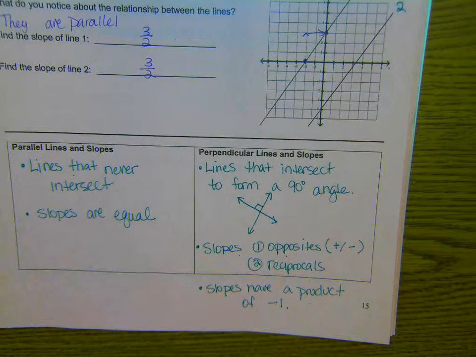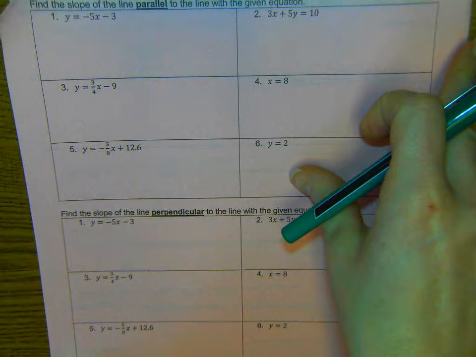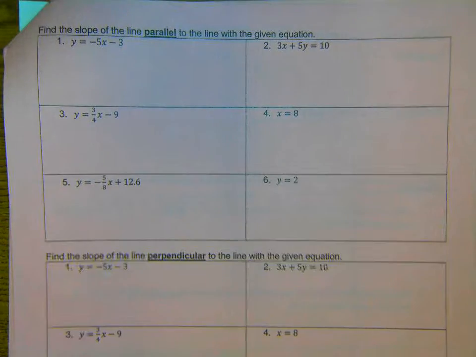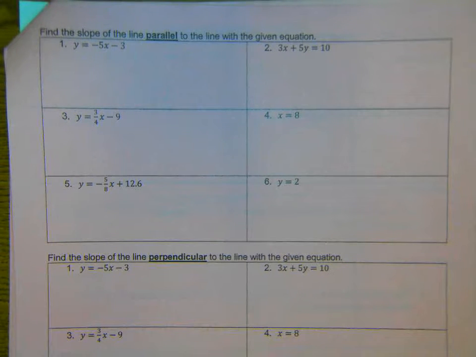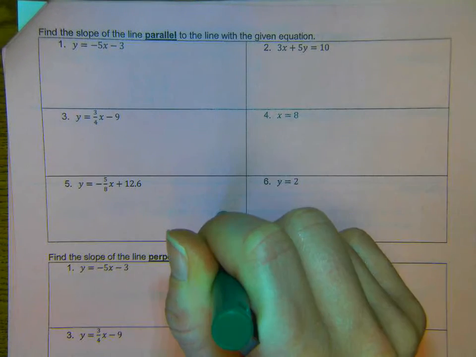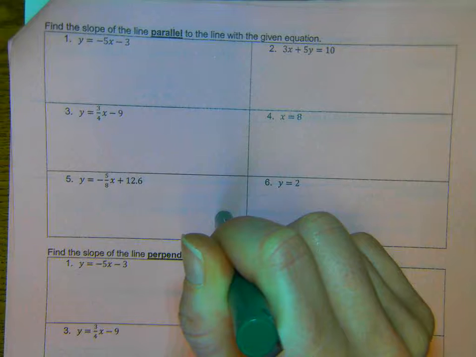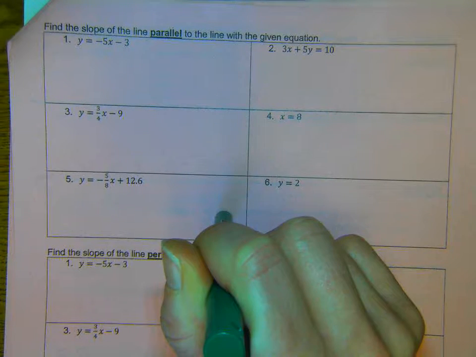All right. Questions so far? So let's take a look then at the next page and do some examples with finding just the slopes of things that are parallel. So in 1 through 6, the instructions are we're going to find the slope of the line parallel to the line with the given equation. So basically what I have to do is find the slope of the line that I'm given, and what's true if I had a parallel line.